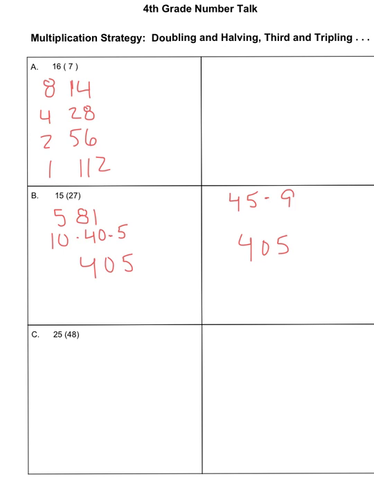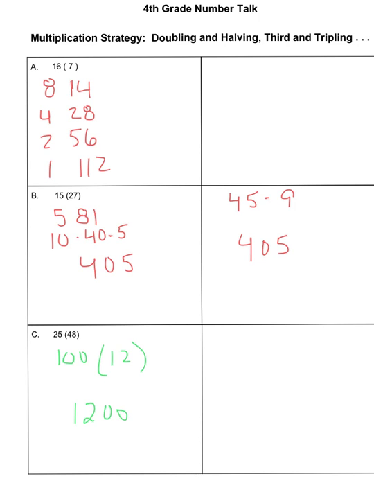Now, 25 times 48. Well, what's neat about this one is, think about, what if I multiplied 25 times 4? That'd give you 100. And then if I took 48 and divided it by 4, that would give me 12. So then I know 25 48s must be 1200.